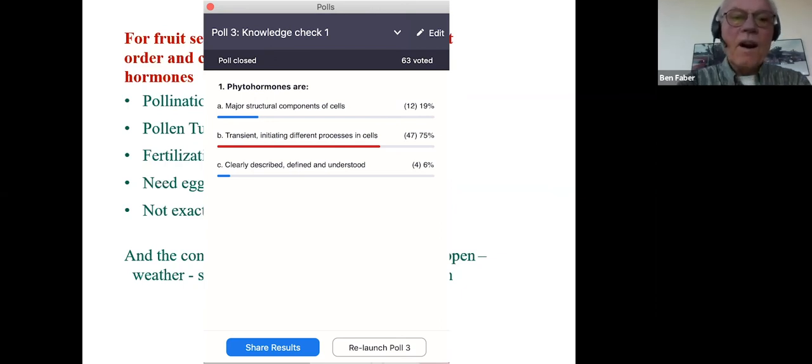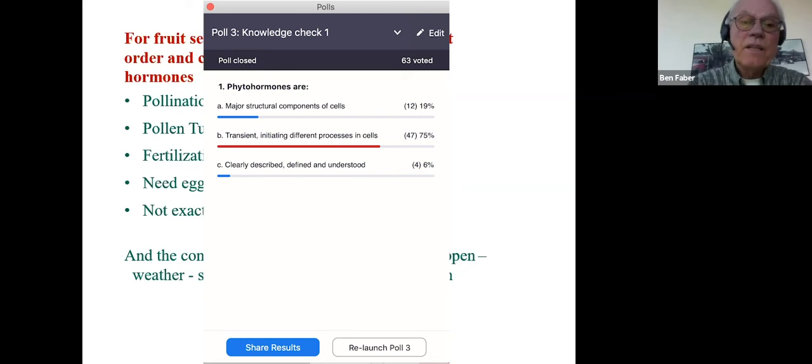So phytohormones are answer A, B, or C. Phytohormones are major structural components of cells, transient, initiating different processes in cells, clearly described, defined, and understood. There should be one correct answer out of those three. Right on, it's the transient. Hormones are not persistent in a plant. They are transient. They are sequential in their appearance, and so they sort of initiate one after another.